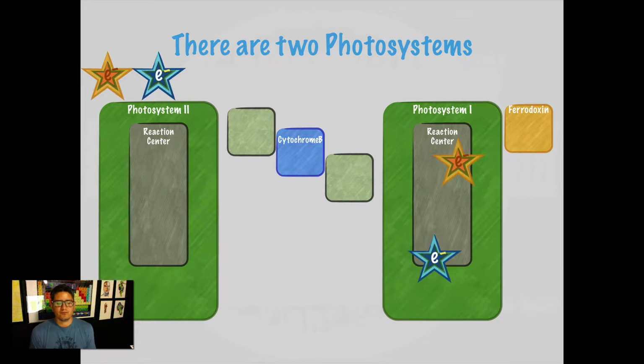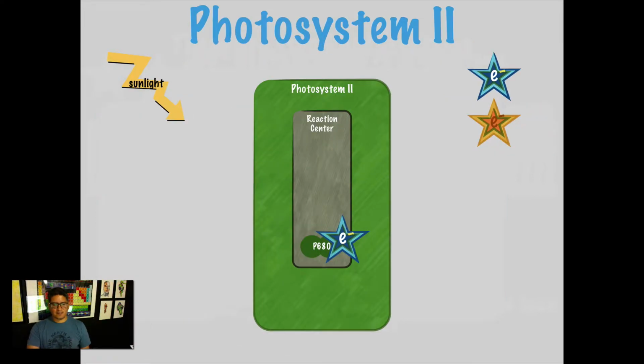And then we have what's called the electron transport chain. Okay, so it's kind of like a ladder of proteins that leads from Photosystem 2, which was discovered first, down to Photosystem 1. And then finally we have ferredoxin, a molecule that I'll explain what it is later. But that will be the final step to this process. And then we have our electrons, which I have starred, the blue representing low energy, and the pink or orange gold represents high energy, excited electrons.